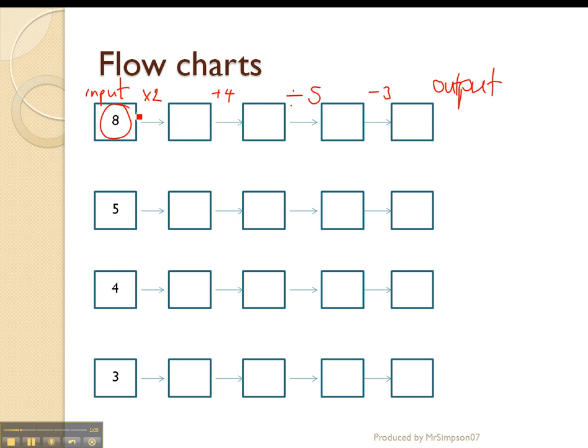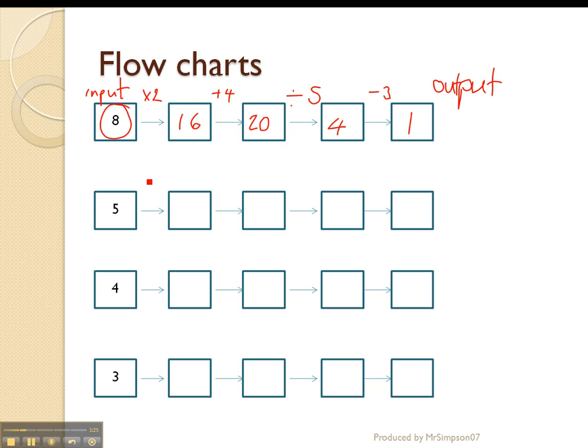So let's follow along. 8 times 2 is 16, 16 plus 4 is 20, 20 divided by 5 is 4, and 4 minus 3 is 1. So our output number in this case is 1.